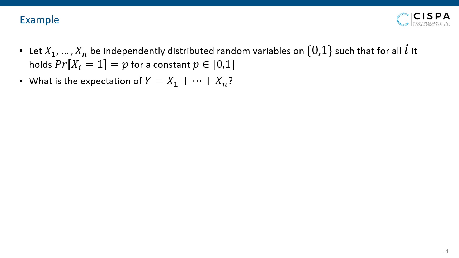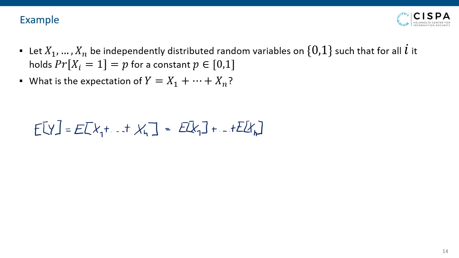So what is the expectation of y? Which is the expectation of x1 plus and so forth until xn. Well, the first thing that we can do is apply linearity of expectation, and we get that this is just the sum of the individual expectations. So it's a sum of the expectation of x1 plus and so forth xn.